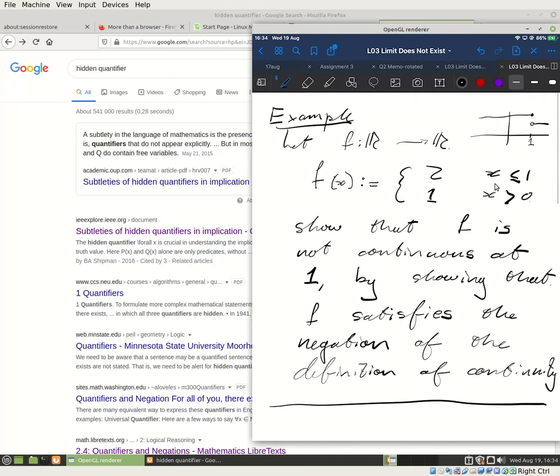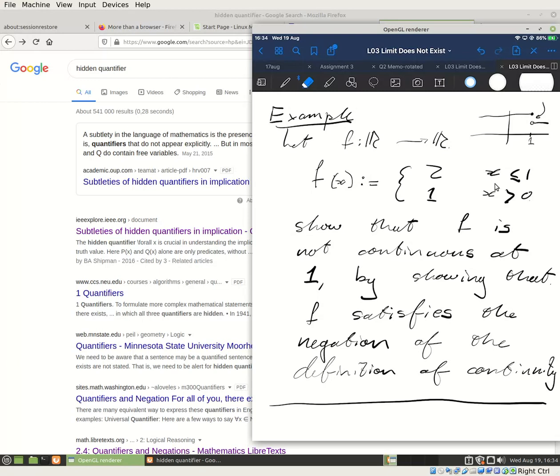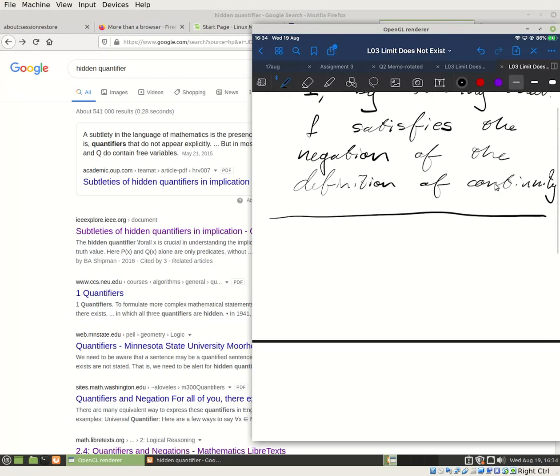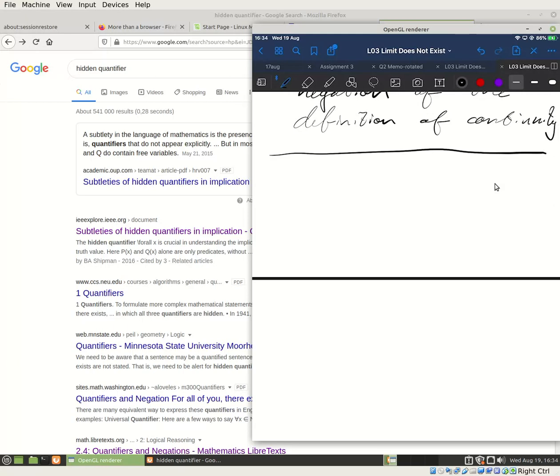Of course, if we look at the graph of f, this is a very simple function. There is a discontinuity at 1, so this function is certainly not continuous. Now we want to prove rigorously that this function is not continuous at 1. So we need to show that it satisfies the negation of the definition of continuity. Let's write the definition of continuity at 1 out.